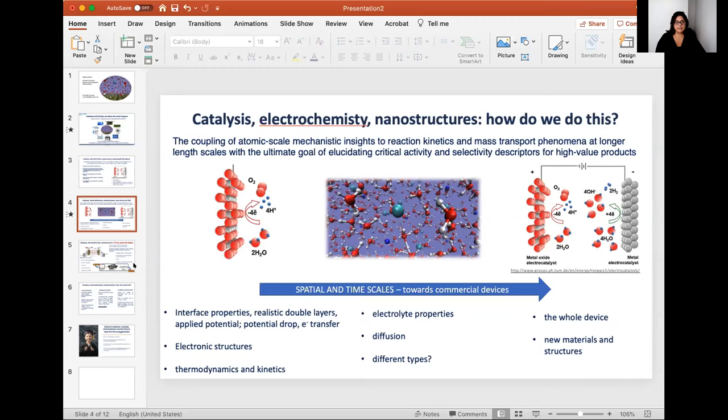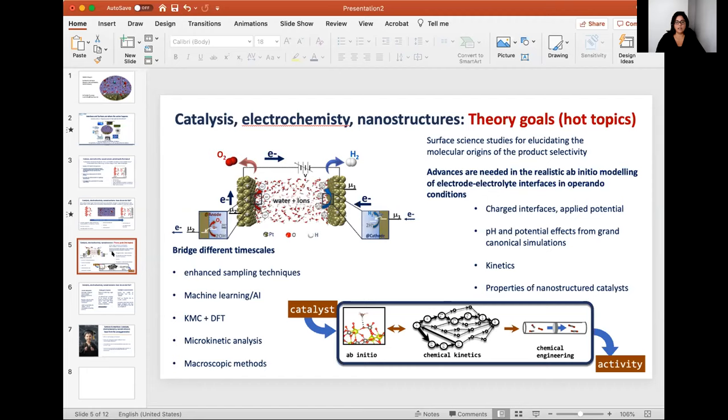From the theory side, a lot of research is developed in trying to advance the realistic ab initio modeling of the interfaces between electrode and electrolyte. There are challenges here, and all these topics listed here are really hot. How to model charged interfaces? If we want to model electrochemical processes, should we take into account the complexity of the environment where these reactions occur? How can we model the kinetics of such reactions in such an environment? How can we bridge different time scales?